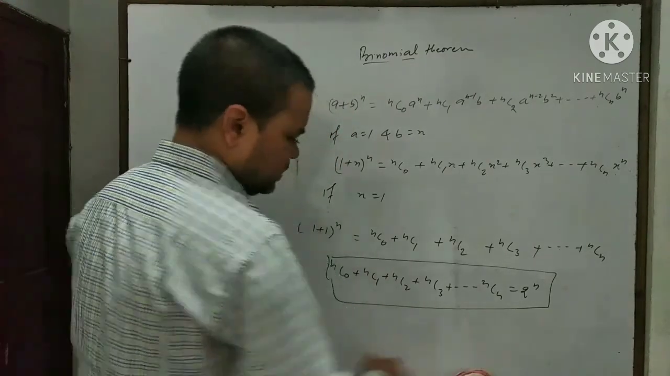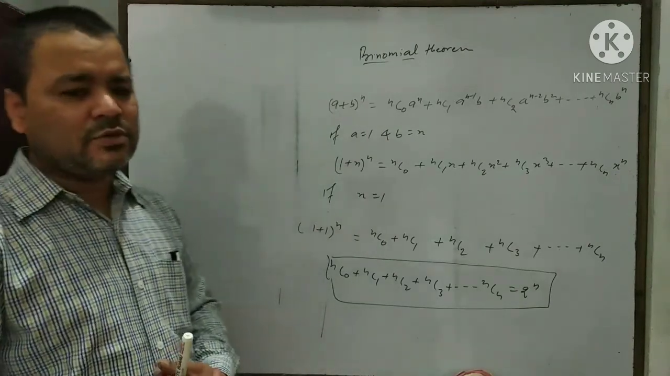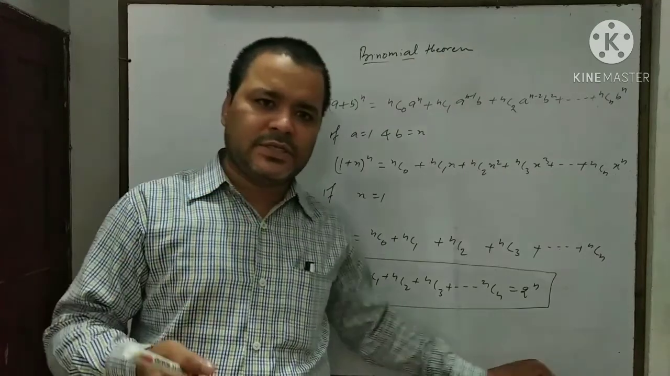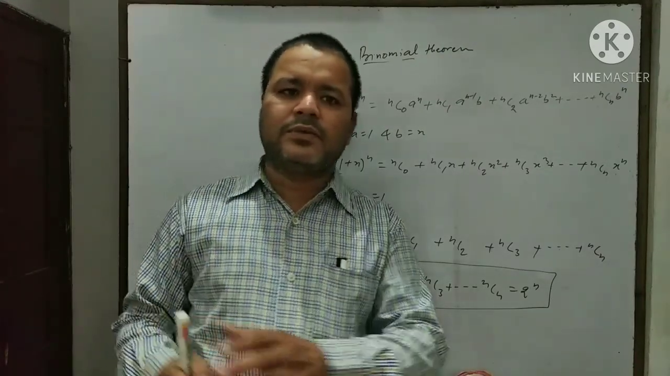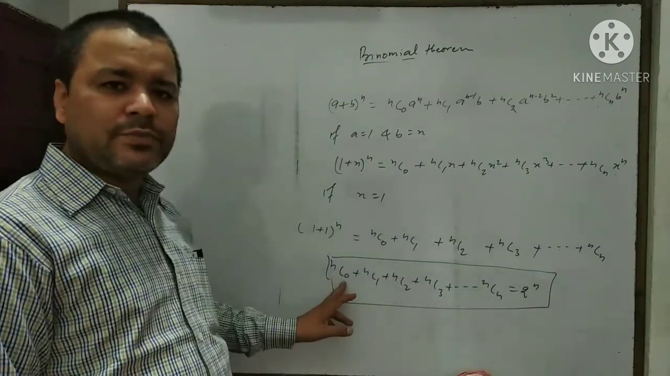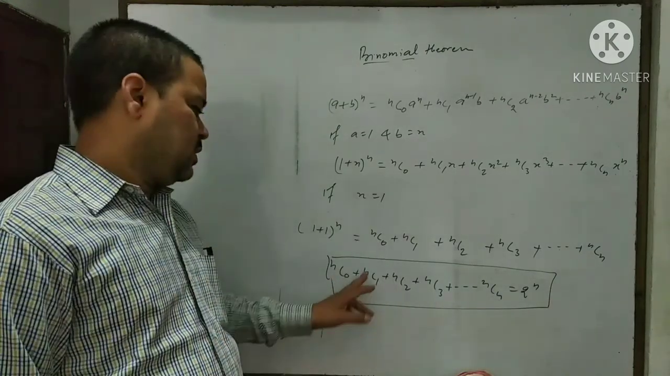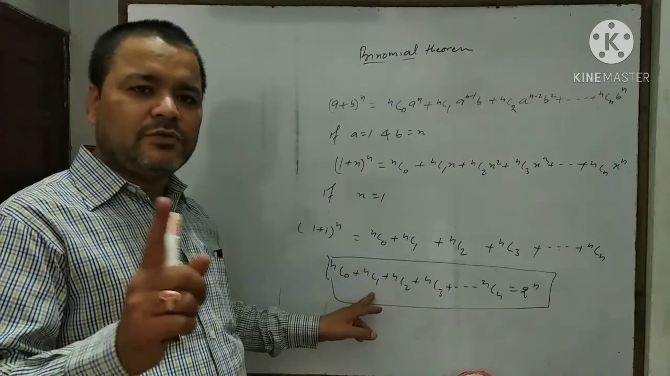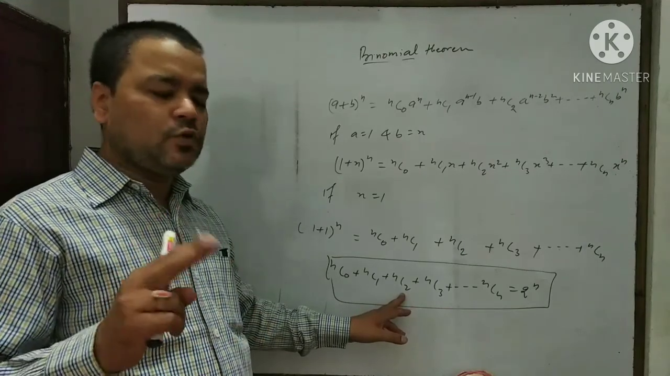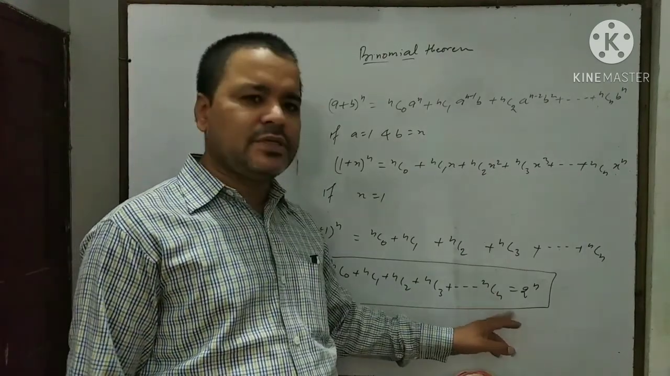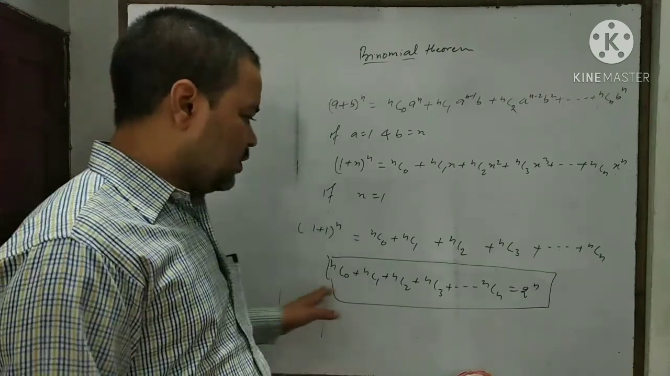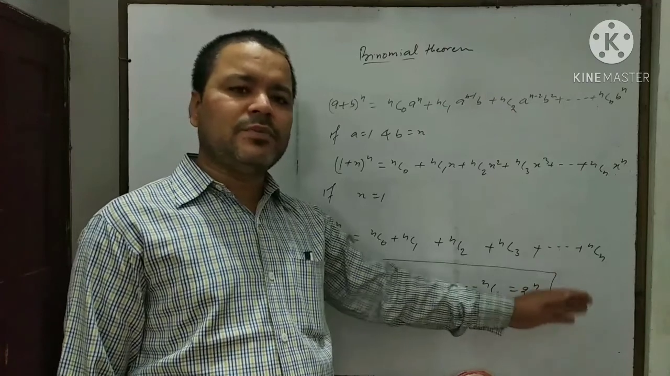In the combination topic also, it was mentioned that out of n objects, if we want to make a group, then the total number of combinations will be 2 raised to the power n. Here nC0 represents an empty group, nC1 represents a group in which there is only one object, nC2 represents a group in which there are 2 objects. Similarly, nCn represents a group in which all objects are included. So the number of combinations will be 2^n.